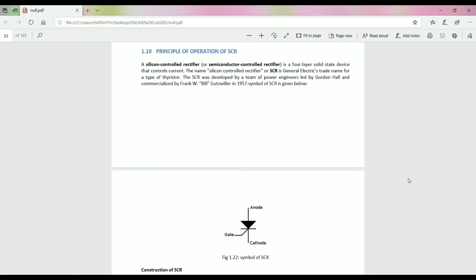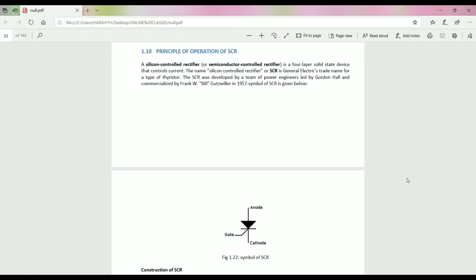SCR means silicon controlled rectifier. The SCR is a unidirectional device. Unidirectional means it allows the flow of current in only one direction. Uni means one, a single direction. But unlike a diode, it has a built-in feature to switch on and off.